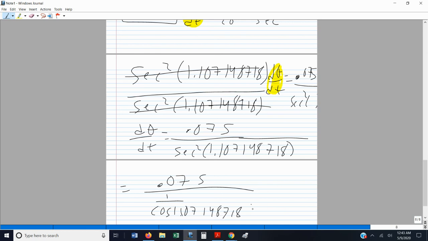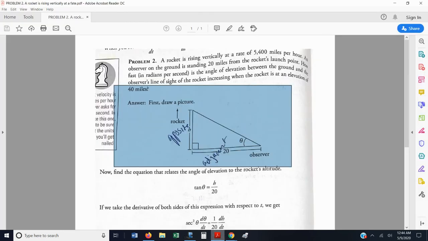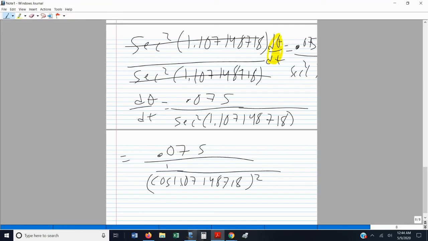This is how you would type it in. This is how I checked that my answer was right. I'm going to check it right now just to make sure I did not go wrong anywhere. 0.075, and then another fraction, 1 over, parentheses, cosine 1.107148718, all of that being squared. And it does give you the answer that is in your book, which is 3 over 200. Oh my gosh, 3 over 200. Yes, it does match.